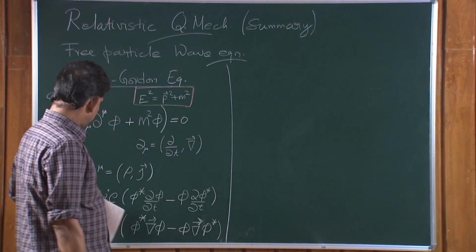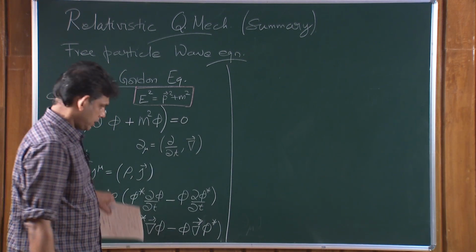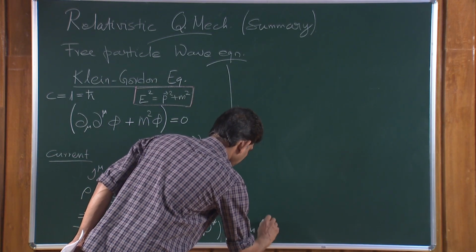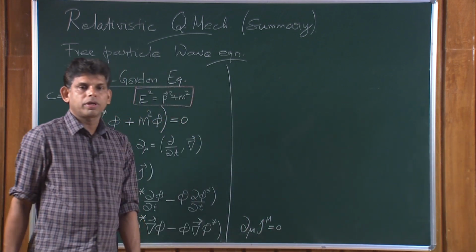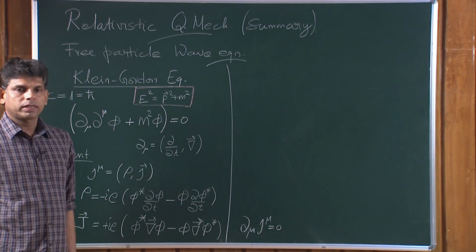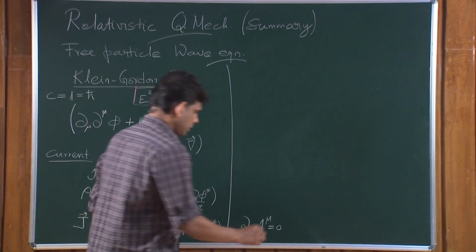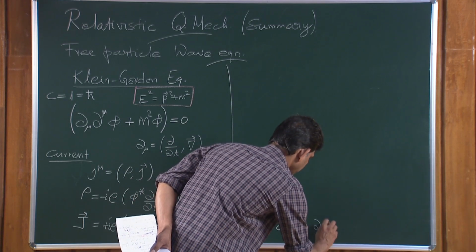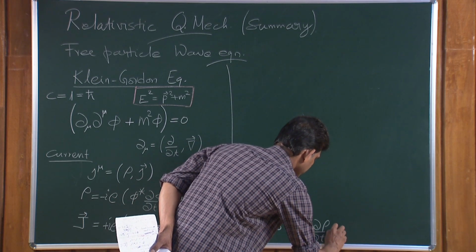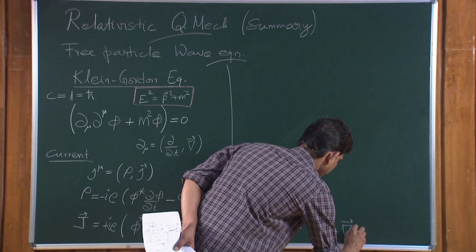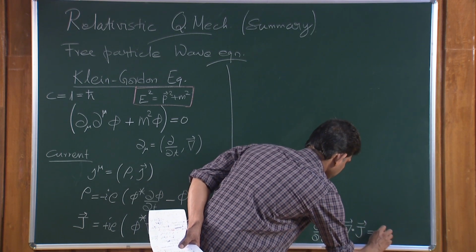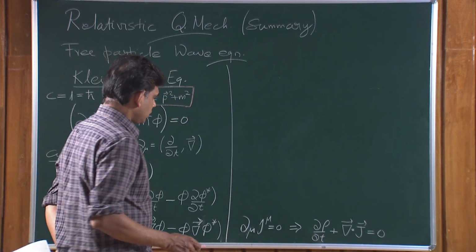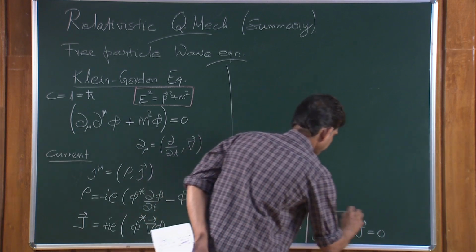This J 4 vector current is divergenceless, which means if you take the 4 vector divergence of this, that vanishes, which is given in components as the time derivative of rho plus the divergence of j equal to 0, which is essentially what we recognize as the continuity equation.